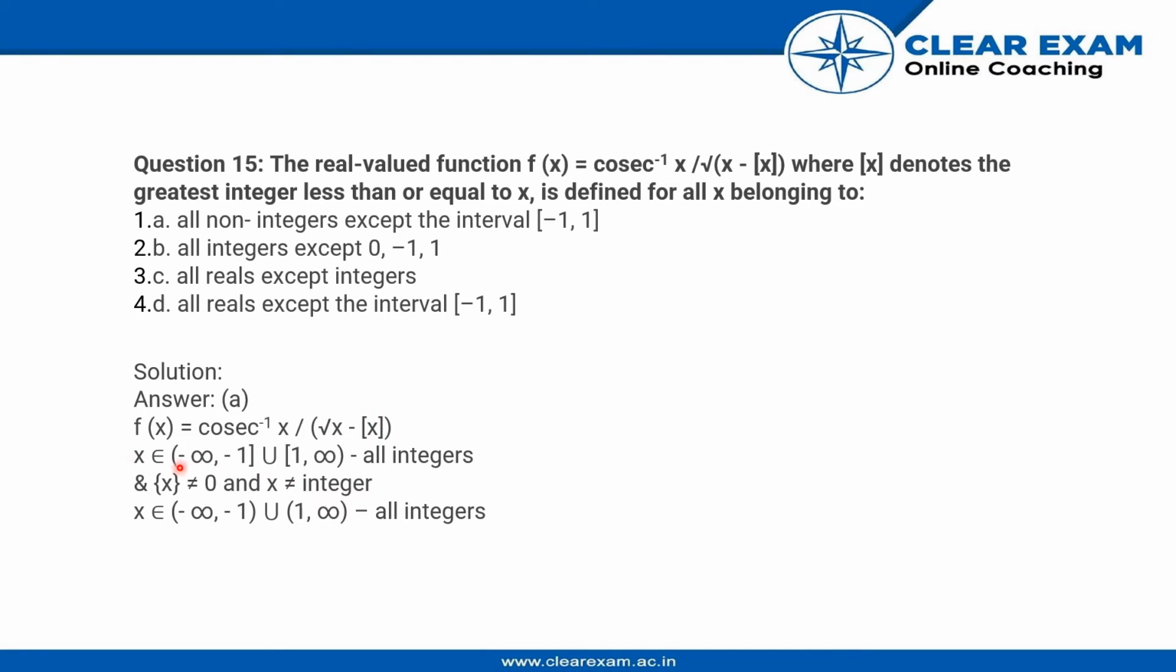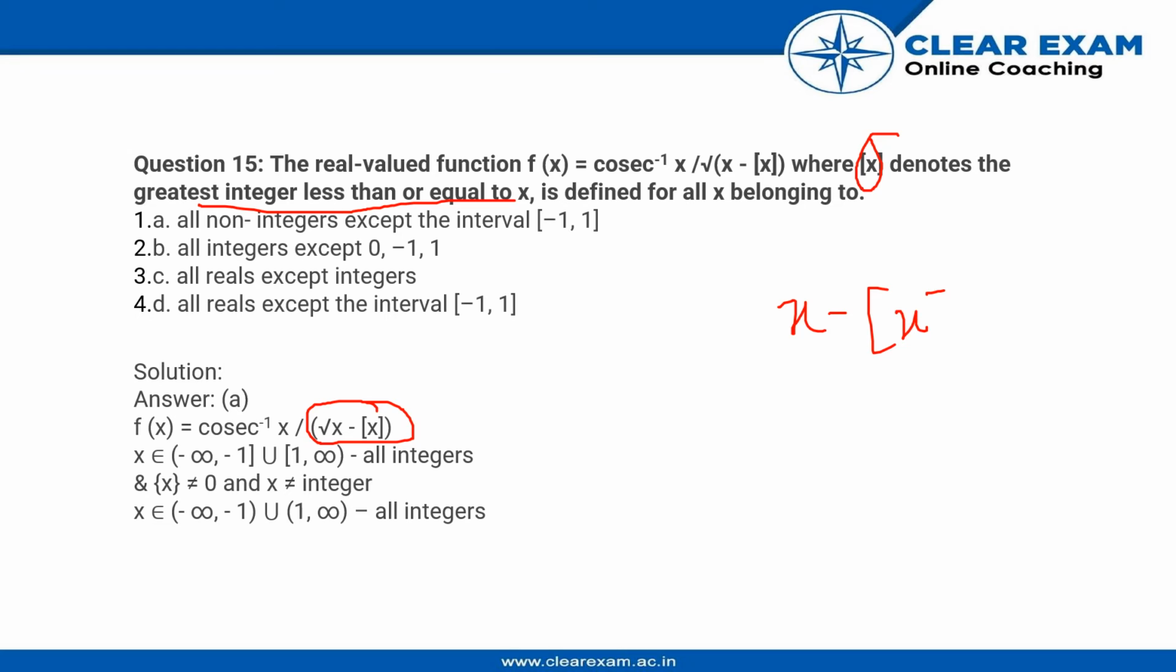So over here we can say that cosec inverse x upon root of x minus greatest integer part of x will have x belonging to minus infinity to minus 1 union 1 to infinity, because if we put 1 in this case, x is 1 and this part will become 1 because this is the greatest integer less than or equal to x. Now x is 1 and it is an integer, so the bracket over here will become x, so the denominator will become 0.